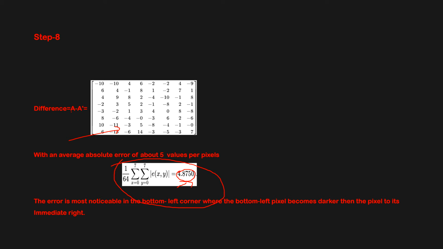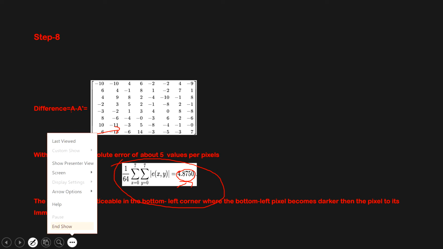So these are all the methods for JPEG compression. After compressing we can also find the error. We did all this process, and by this process you can find the error for this particular block which I have taken. So this is the method for compressing a JPEG image and also finding the error for that image.